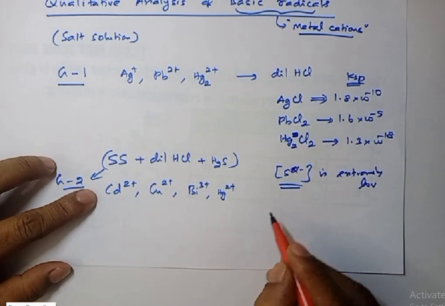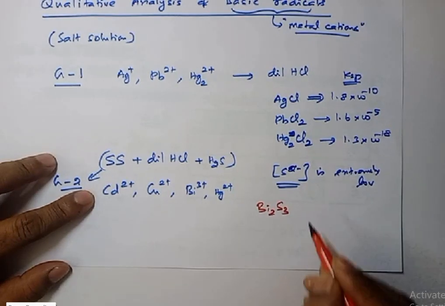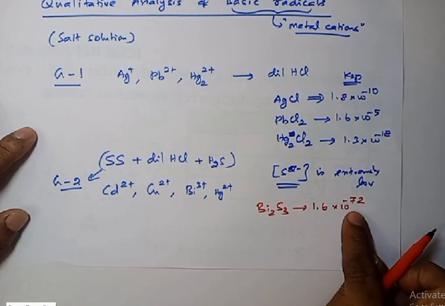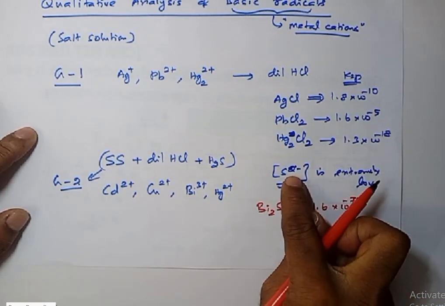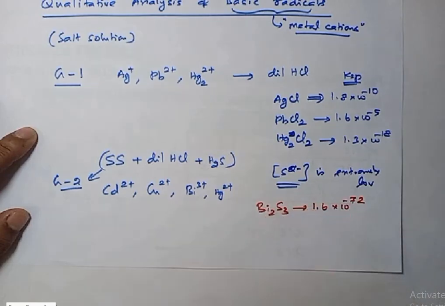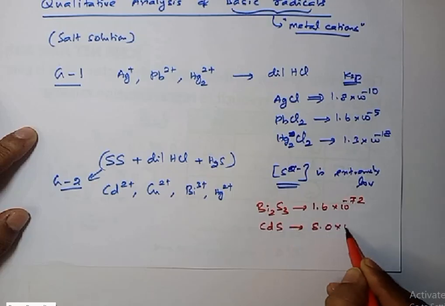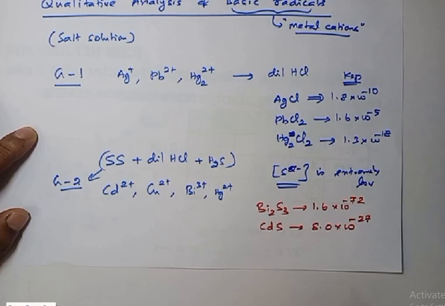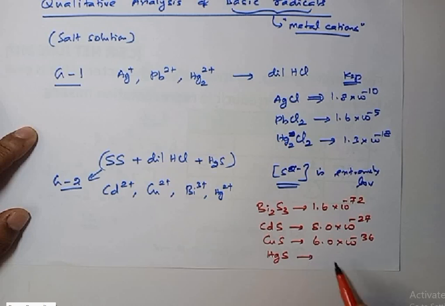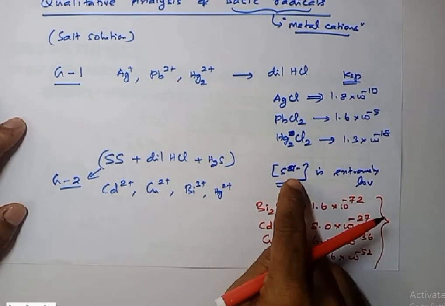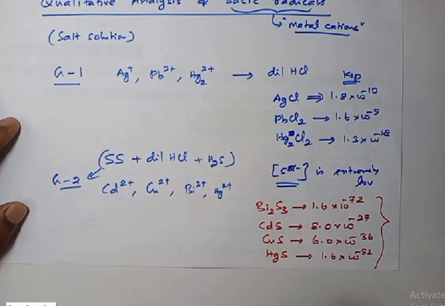For bismuth, Bi2S3, the value is 1.6 × 10^-72. Observe this value, extremely low. Since this value is very low, even a very low concentration of sulfide ion can precipitate bismuth as bismuth sulfide. Then cadmium sulfide, whose value is 8.0 × 10^-27, extremely low. And copper sulfide, whose value is 6.0 × 10^-36, very, very low. Then mercuric sulfide, the value is 1.6 × 10^-52. See the values, they are extremely low. That is the reason why even with a low concentration of sulfide ion, these metal ions get precipitated.